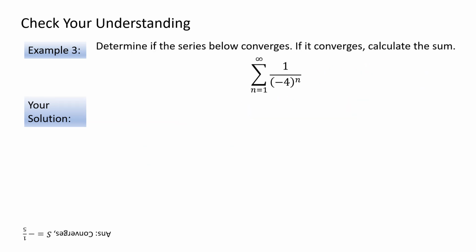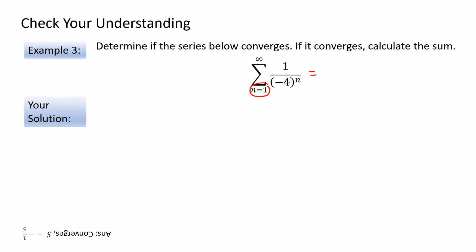Okay, so let's look at our second example. Determine if the series below converges. If it converges, calculate the sum. In this case, we have the sum from n equals 1 to infinity, not 0, of 1 divided by -4 all to the exponent n.